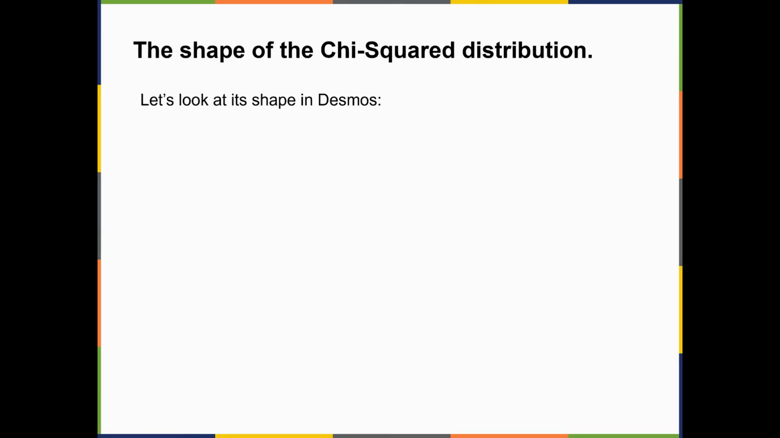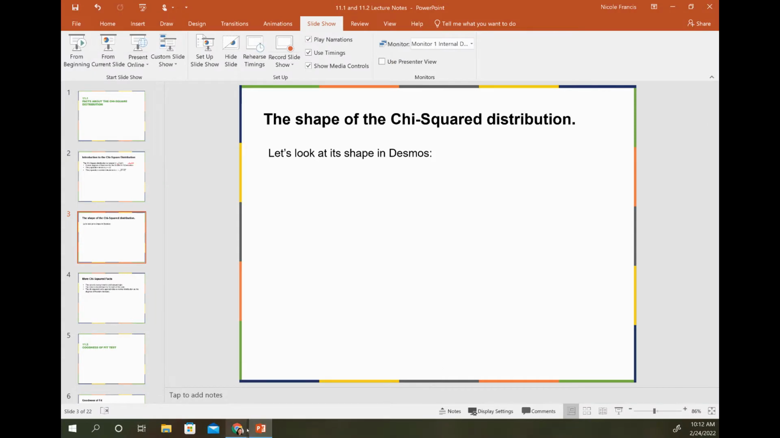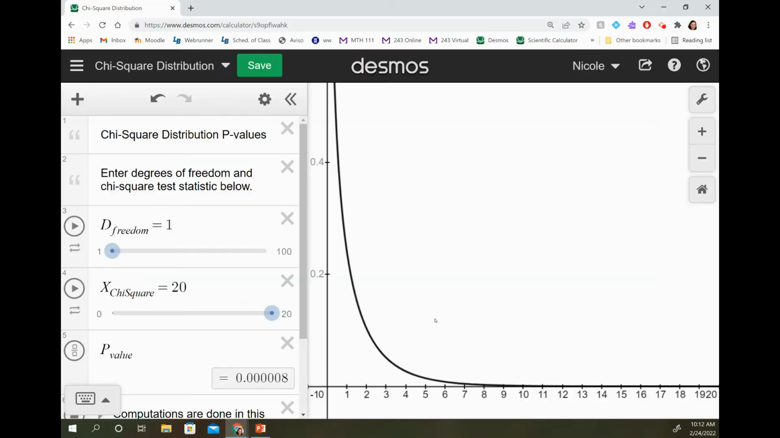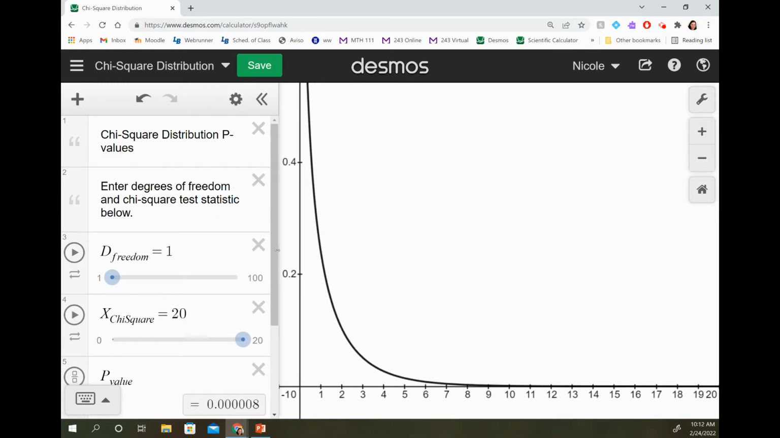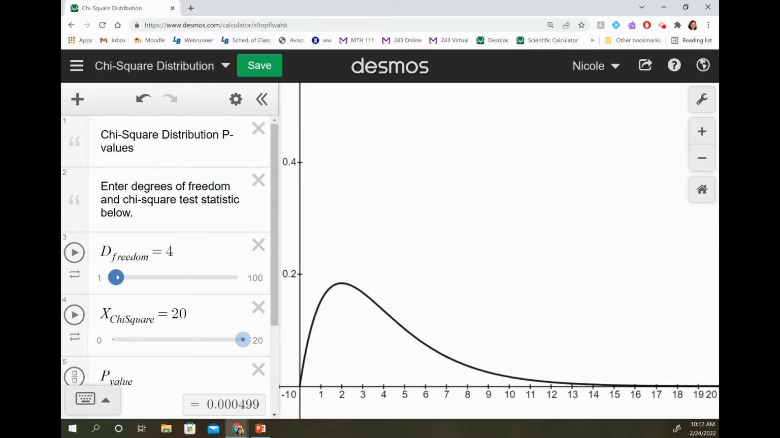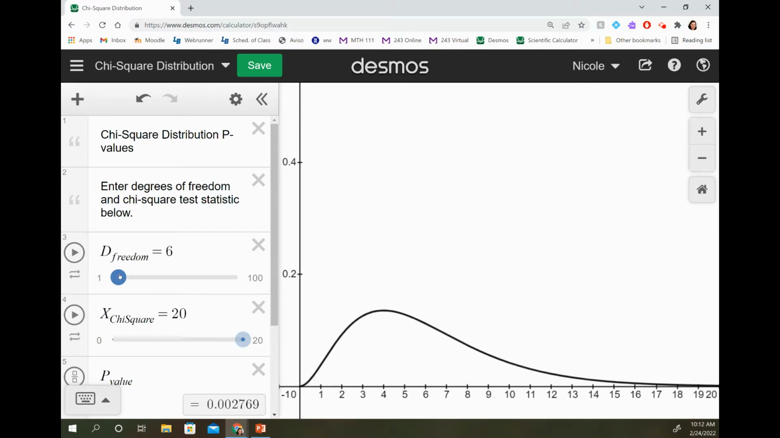Let's take a look at what the chi-square distribution looks like. Here's its graph in Desmos, and this one is set to 1 degree of freedom. And it looks almost like an exponential curve. As you move the degrees of freedom up, the graph starts moving towards the right, and it starts to be more and more shaped like a normal distribution. Remember, the mean is equal to the degrees of freedom, so right here is the mean at 6, just kind of sitting to the right of the peak of the curve.